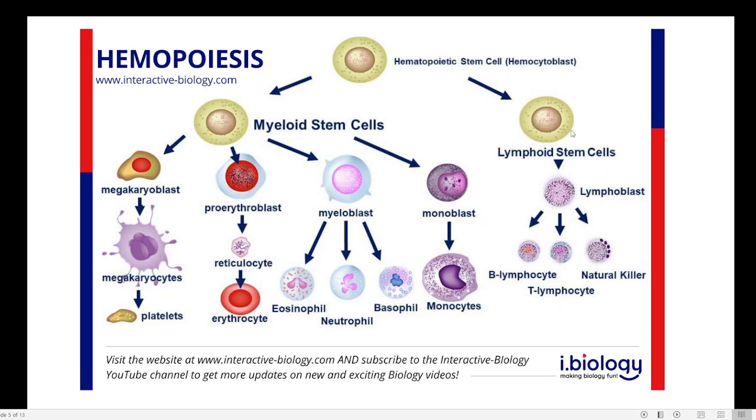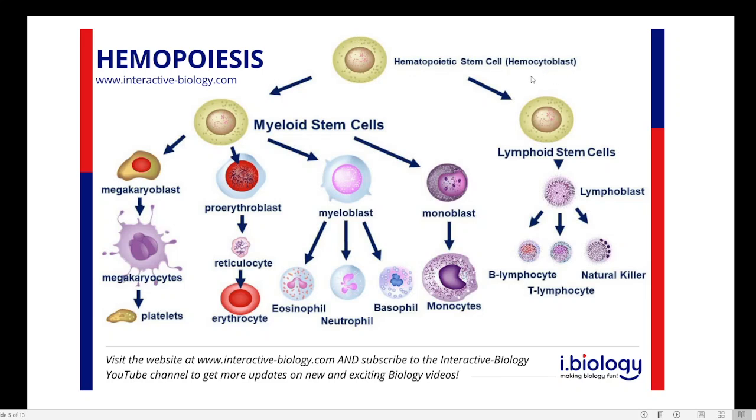Then there is another possibility, that some of the hematopoietic stem cells can convert into lymphoid stem cell, and that can again convert into lymphoblast. And lymphoblast can divide to form different types of cells known as B lymphocyte, T lymphocyte or natural killer cell. So different possibilities are there. All these are actually forming from one basic fundamental cell, which is known as hematopoietic stem cell or hemocytoblast.